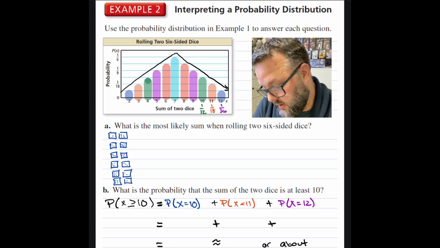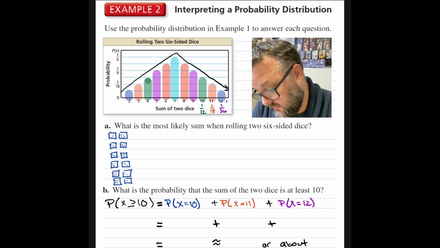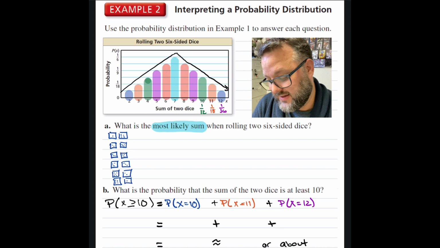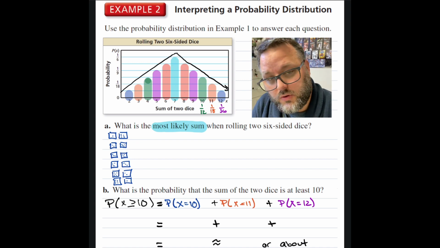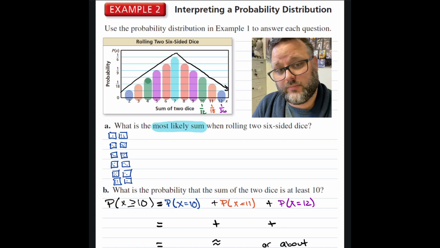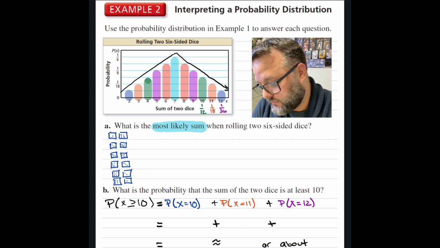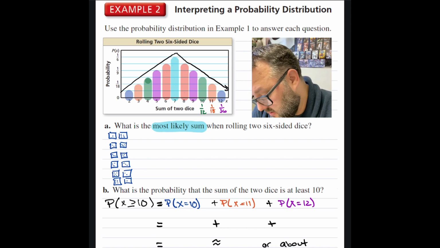Well, the key phrase actually is most likely sum. It's the one that happened the most. Really what we're looking for is what's our tallest bar in a bar chart. That's what happened most often. Well, I see that 7 happened the most, and if I go over, that means 1 6.